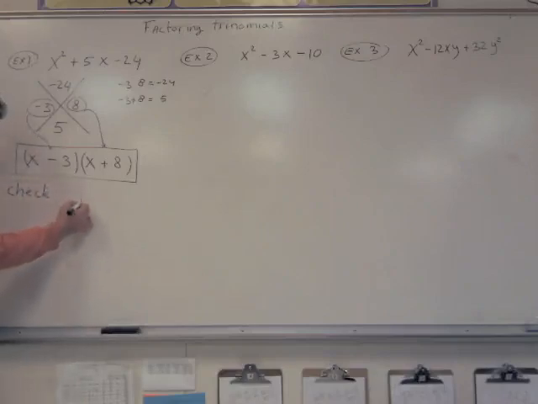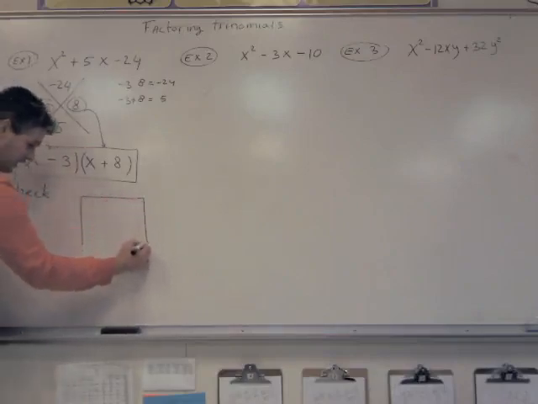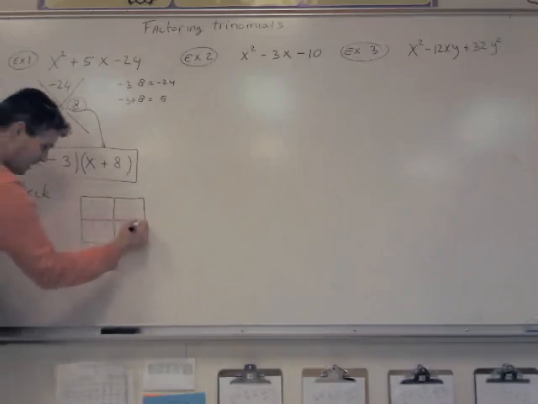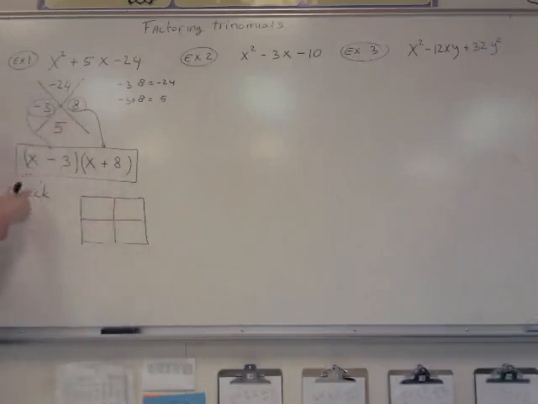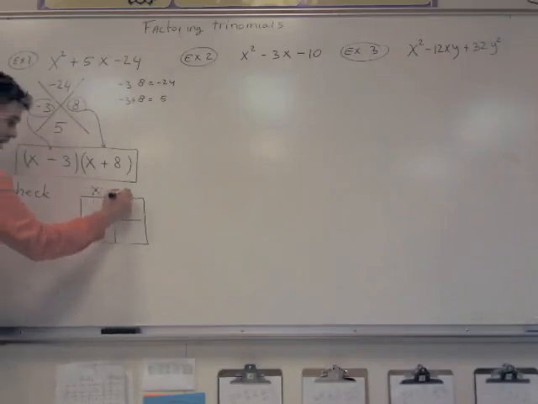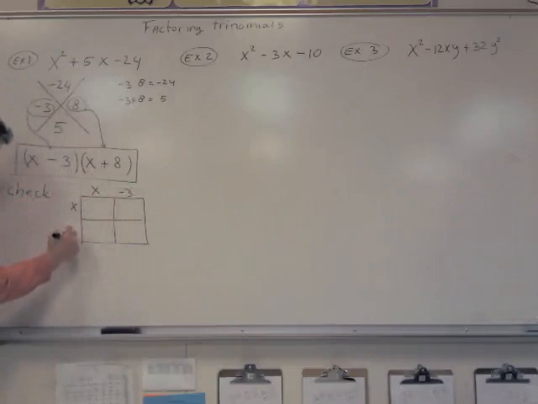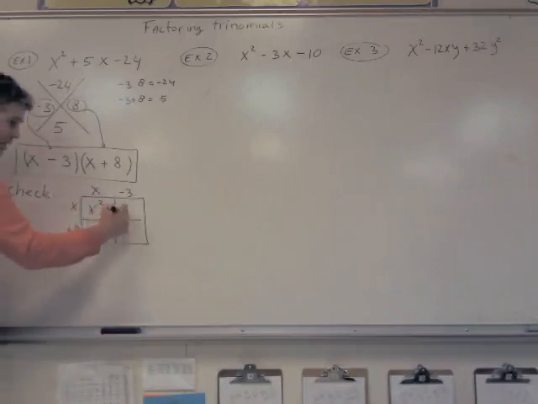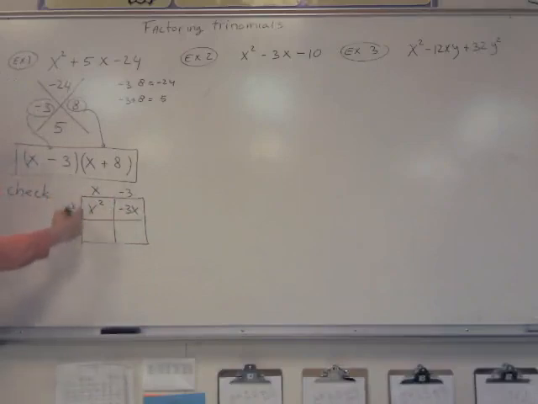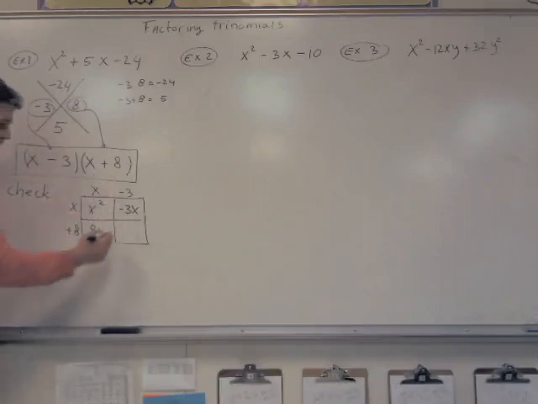We've reviewed in class these generic rectangles, or a box, and we're going to multiply these out. So I get x and negative 3, and x and positive 8. I'm going to multiply them out. X times x is x squared. X times negative 3 is negative 3x. Positive 8 times x gives me 8x. And positive 8 times negative 3 makes a negative 24.